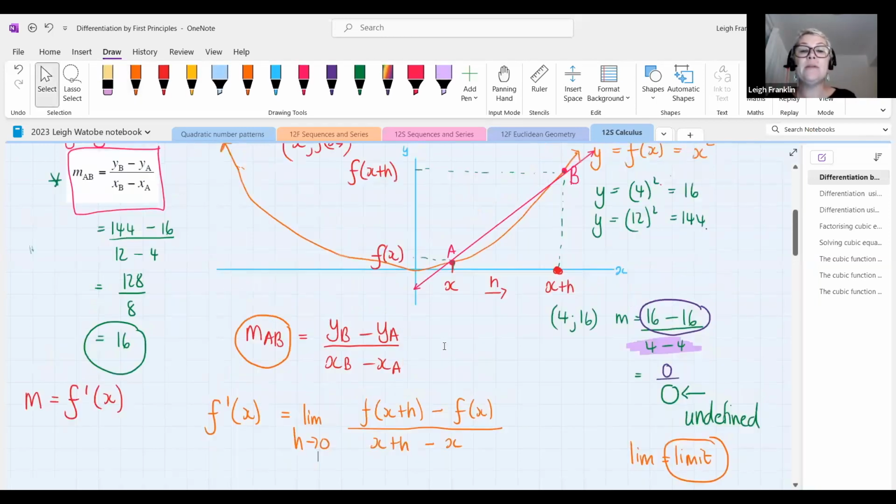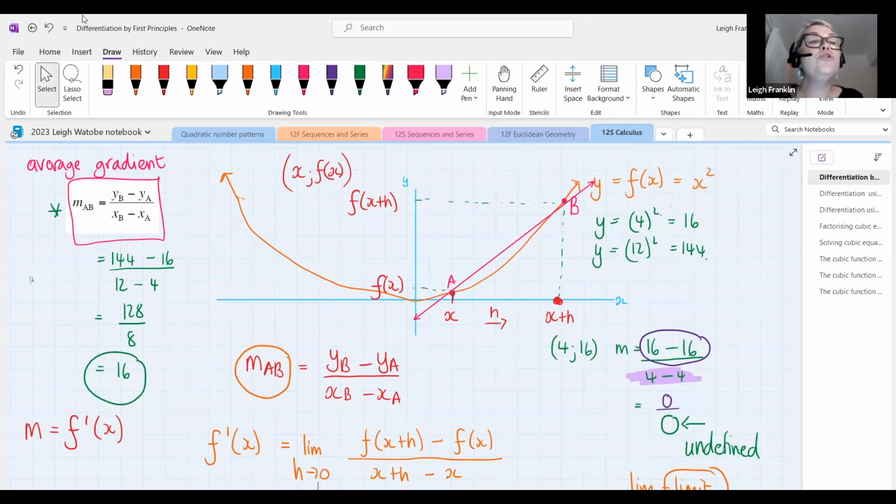This is what it means. What we are pretending is happening here is that this point B is moving. If I want to work out the gradient at A, B is moving back down the curve towards A. As B gets closer and closer to A, the distance between the 2 points gets smaller and smaller and smaller.